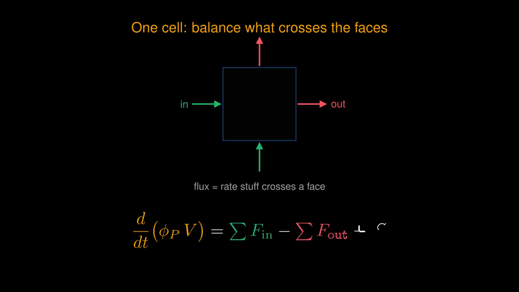The rule is pure bookkeeping. The rate the quantity inside changes equals everything flowing in across the faces, minus everything flowing out, plus anything created inside. That's the whole thing. It's the conservation law again, written not as an abstract derivative, but as a balance sheet for a finite box.